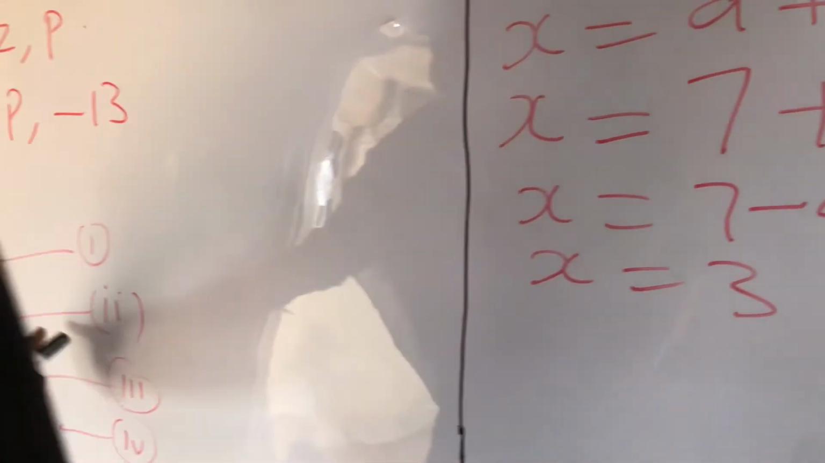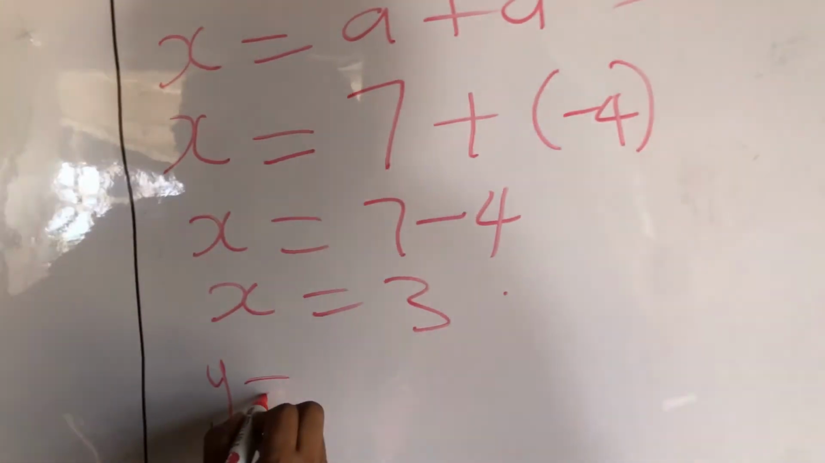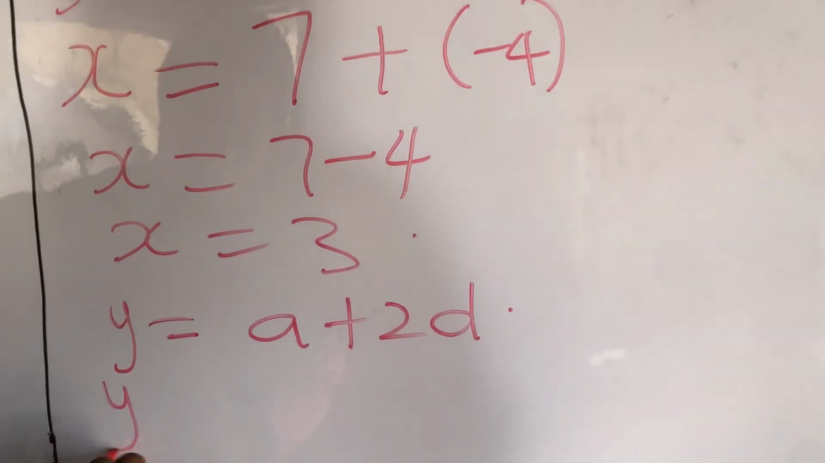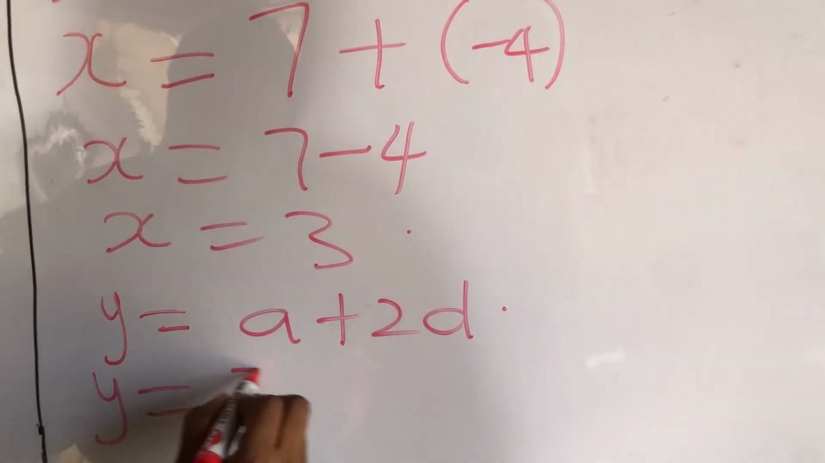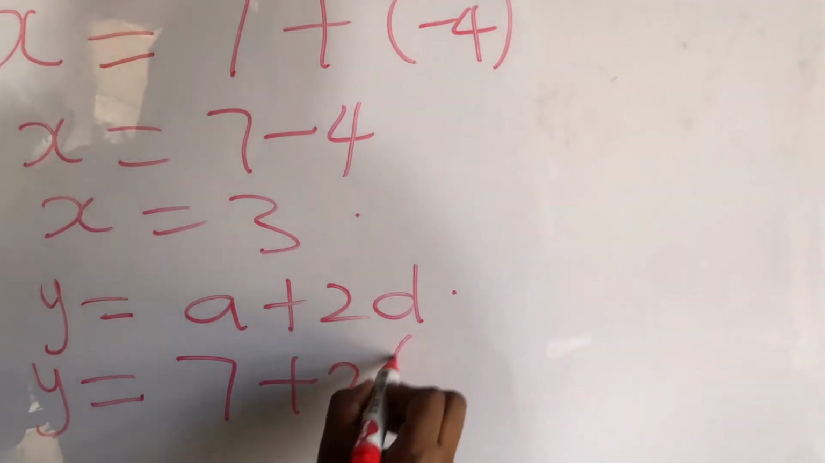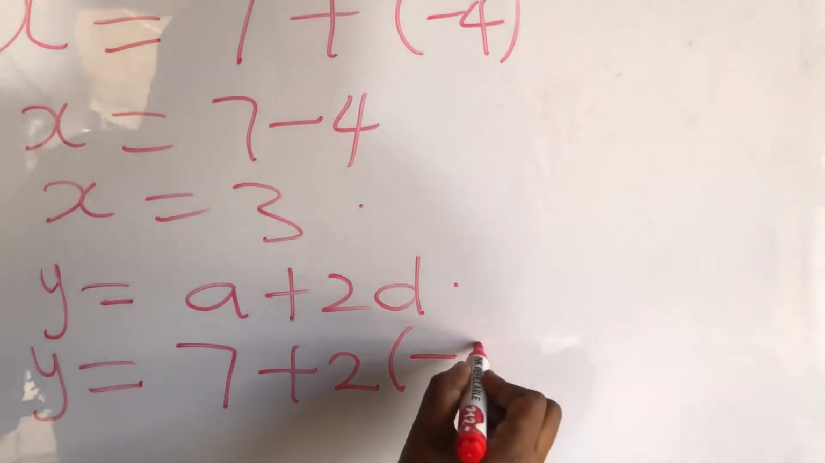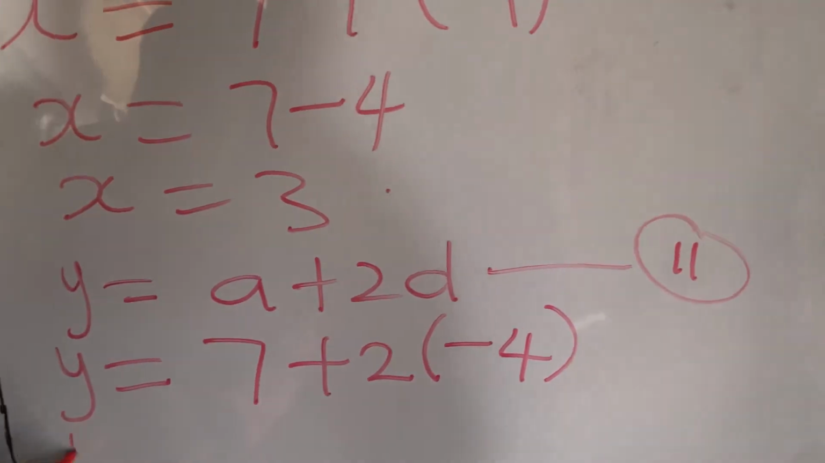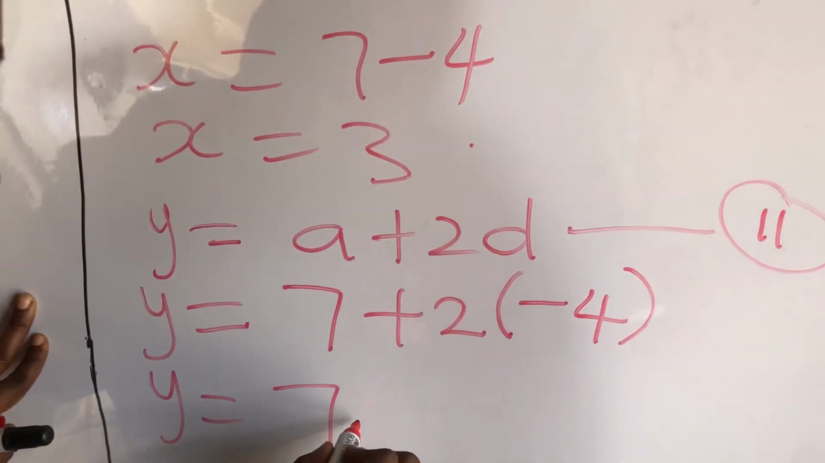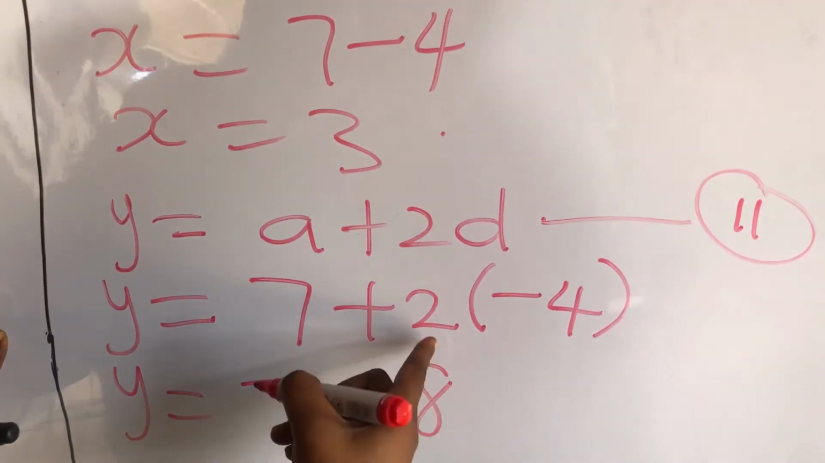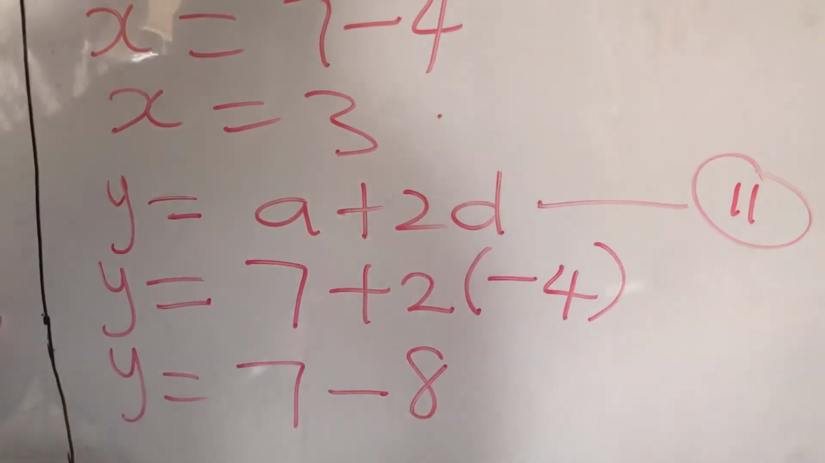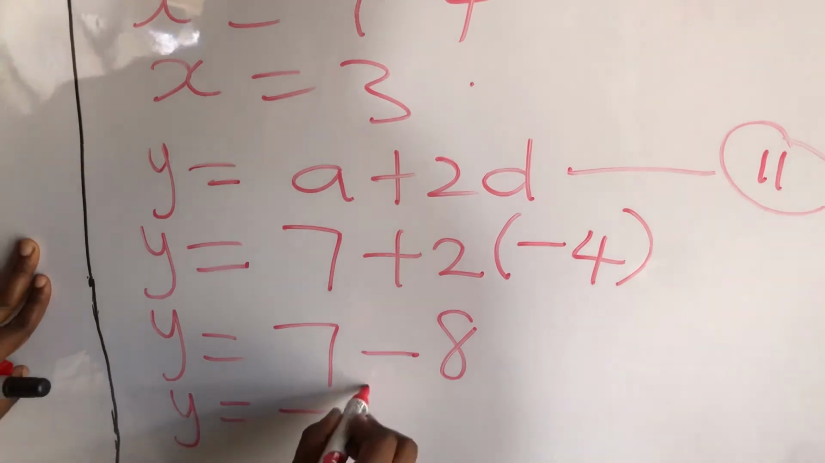Now from equation 2, y is equal to a plus 2d. So substitute the value of a. a is equal to 7, plus 2, then d is equal to minus 4. So here is equation 2. So y is equal to 7 minus 8, because 2 multiplied by minus 4 gives minus 8. So y is equal to minus 1.